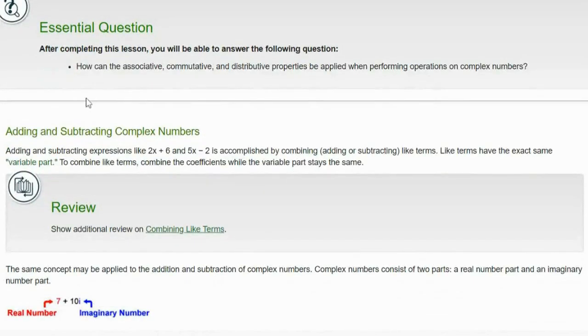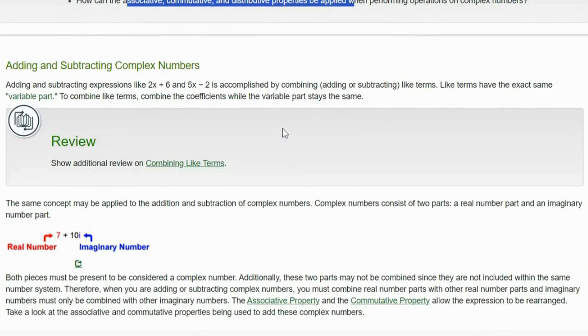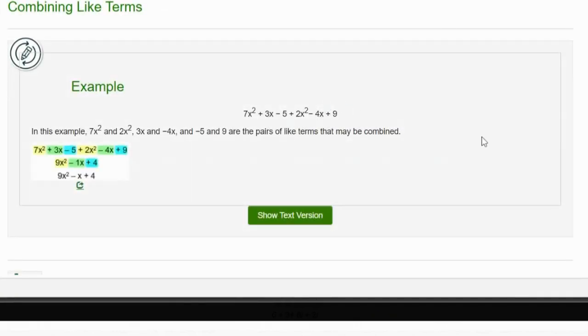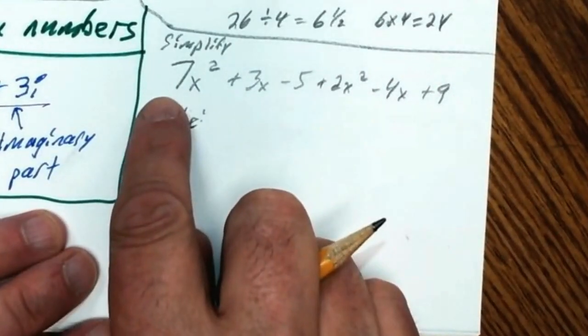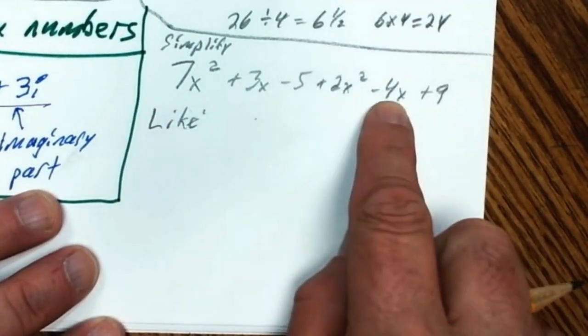So we're going to talk about how the associative, commutative, and distributive properties can be used when performing operations on complex numbers. So let's review adding and subtracting complex numbers. We need to review combining like terms. Definitely combining like terms. So here's the example written down: 7x squared plus 3x minus 5 plus 2x squared minus 4x plus 9.